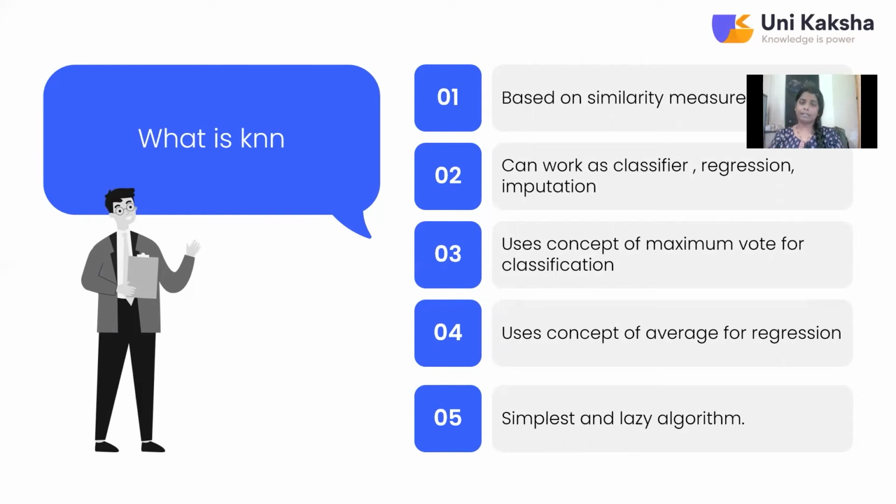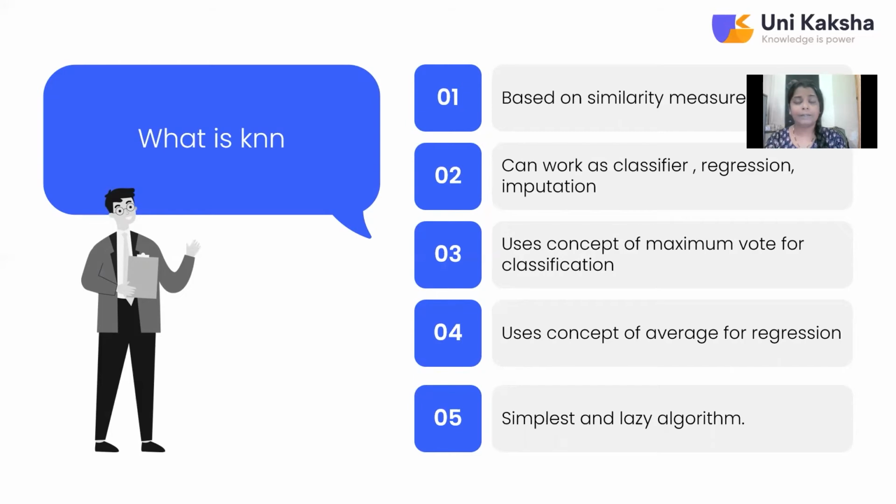KNN is a distance-based measure. That means in order to find the class of a particular observation, you need to find its distance from all the given observations in the data set. To find the distance, you can use the Euclidean distance formula, which goes as: square root of (x1 minus x2) squared plus (y1 minus y2) squared plus (z1 minus z2) squared, and so on up to (n1 minus n2) squared. That depends on how many columns of information you have in your data.